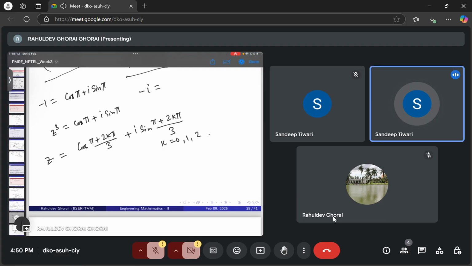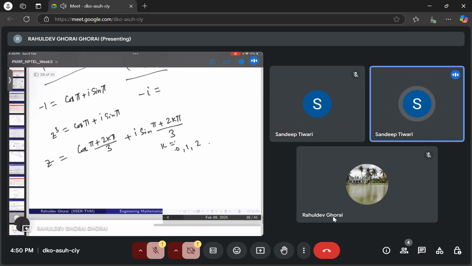Then how can we proceed for minus i, sir? If we know this, then how can we proceed for minus i to the power 1 by 3 using this?